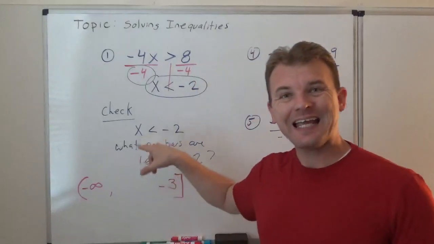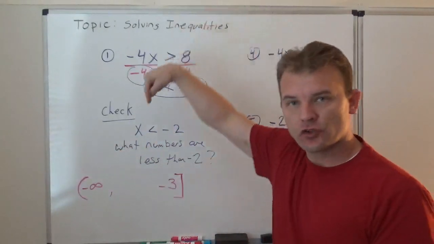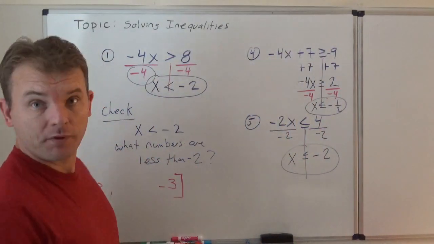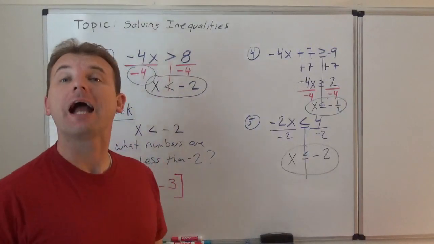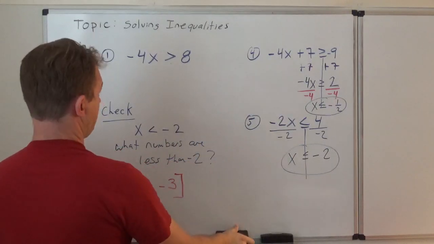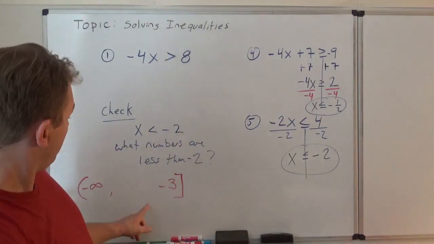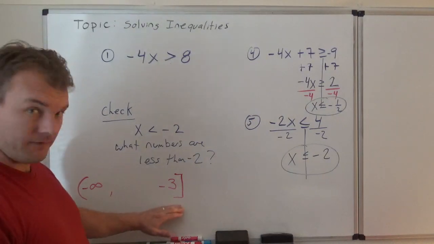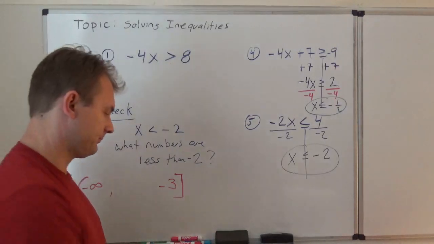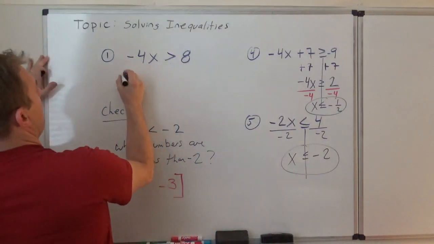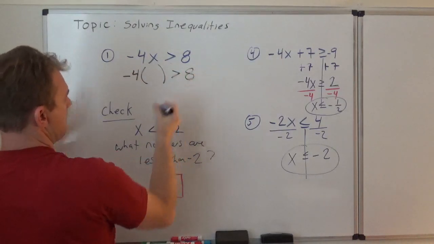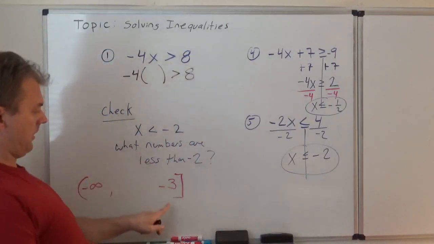These are all the numbers that I can check to make sure this is a true statement. So let's do it. Where do we start with this? Well, here's what I'm going to do. I'm going to erase everything and go back to the original problem. Now I'm just going to use any of these numbers that I have in my interval notation. So let's do -3 because it's there. So here we go. -4 times x greater than 8. So what do we put in there? -3, right?